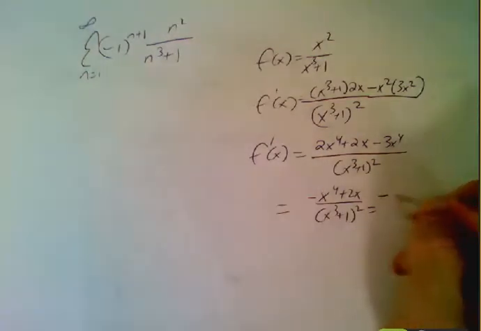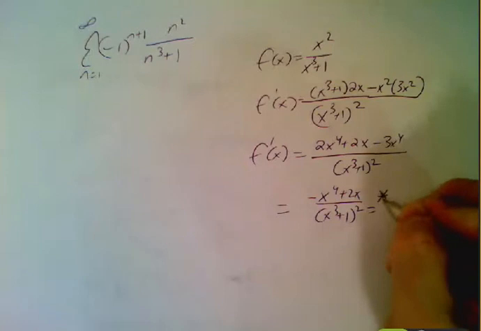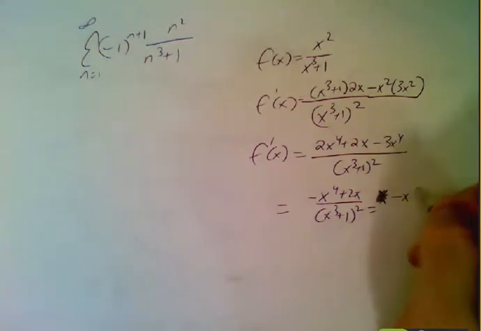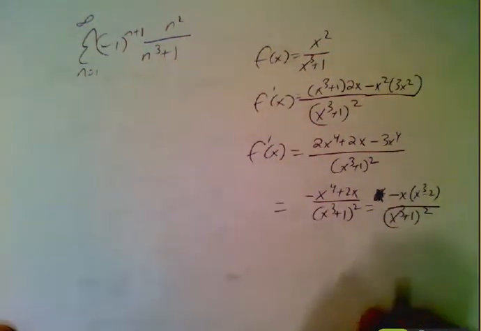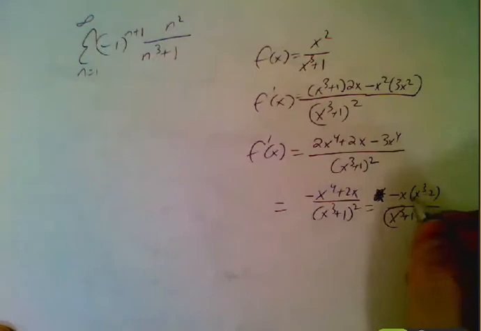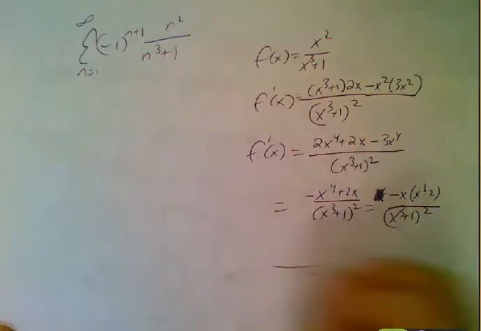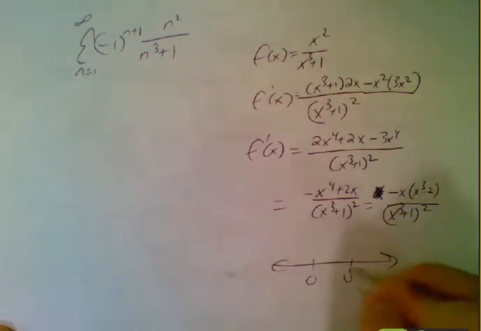And then if I take out that x, actually I'll keep the negative inside. Actually, I guess it doesn't matter. I'll take out a negative x. So x cubed minus 2, right? X cubed plus 1. And my critical numbers are 0 and cube root of 2. So 0, cube root of 2.